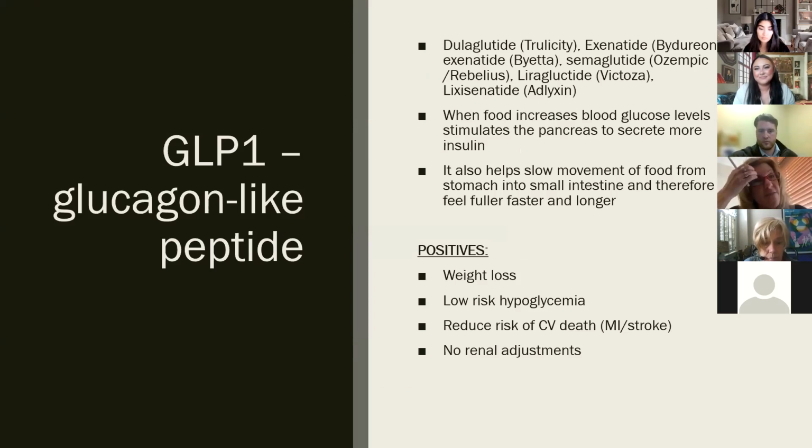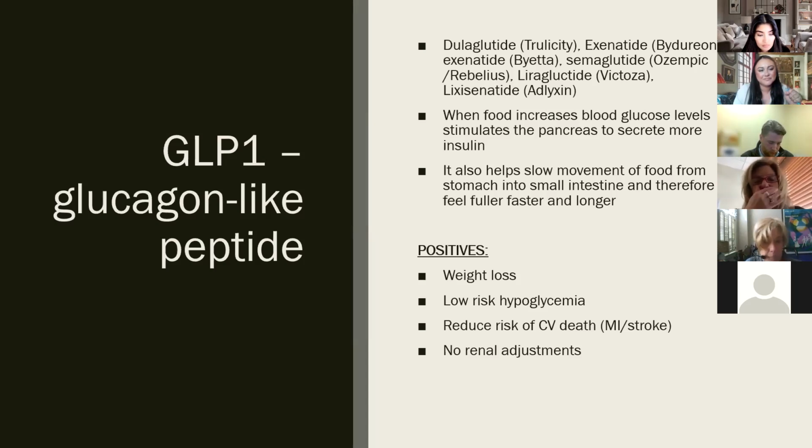GLPs. Our favorite, or my favorite, because of the once a week use on the Trulicity, the Bydureon, and the Ozempic. So the dailies are Victoza, and the twice a day is the Byetta. So these increase glucose levels when stimulated with food, and these stimulate the pancreas to secrete more insulin. I always tell patients, it kind of pings the pancreas and says, do a better job.